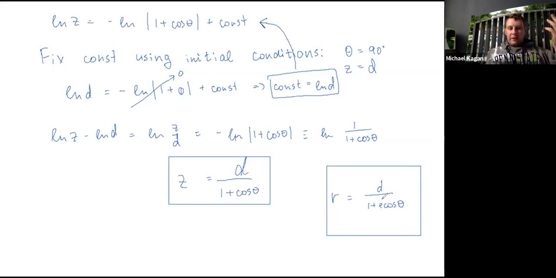Well, if E is less than 1, this is an ellipse. If it's equal to 1, which is the case here, it's a parabola. If it's greater than 1, it's a hyperbola. If it's equal to 0, R is just constant equal to D, so this is just a circle. So this equation covers all possible second order curves. But anyhow, this is a parabola.